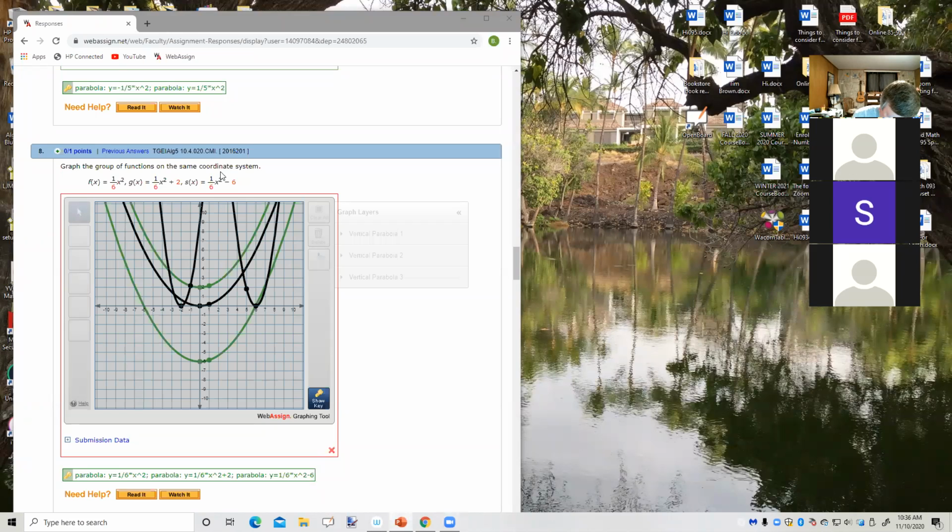We've got f of x equals 1/6 x squared. We've got g of x equals 1/6 x squared plus 2, and s of x equals 1/6 x squared minus 6. So let's go back here.